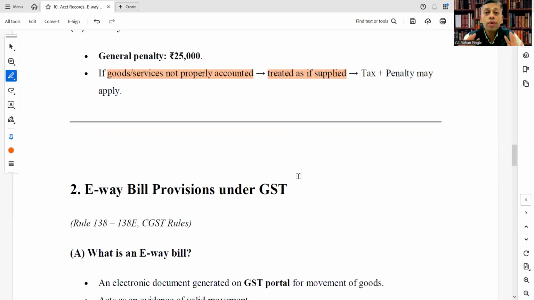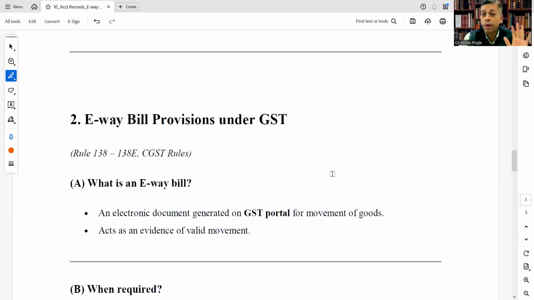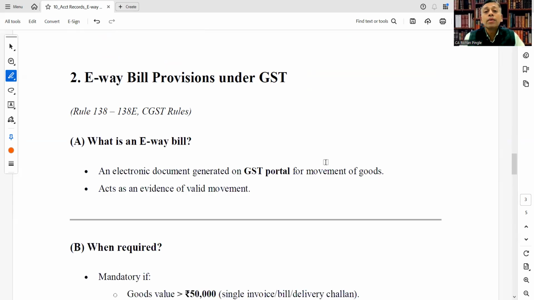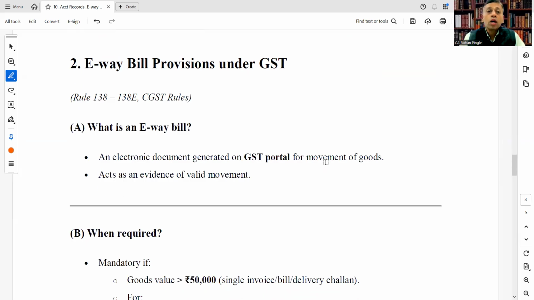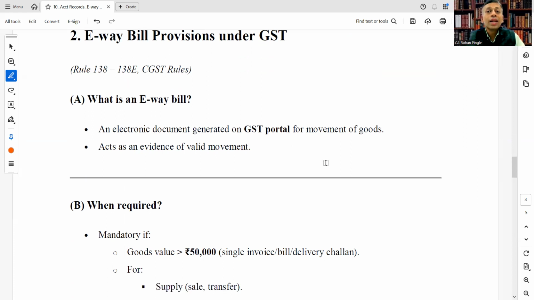So now we will move on to our second part of the discussion, e-way bill provisions under GST. Very, very important. Relevant rules are Rule 138 and 138E in the CGST rules. So let's first understand what is an e-way bill.